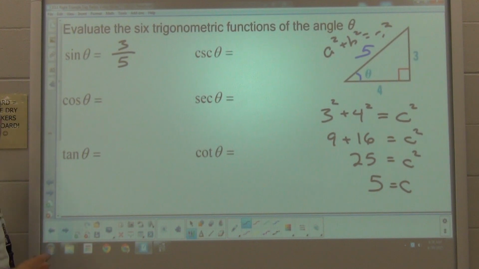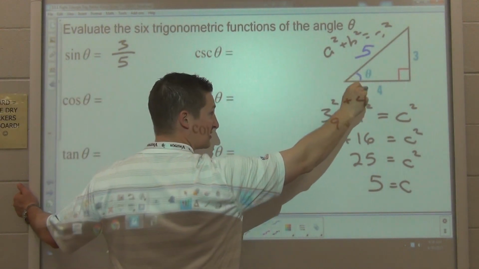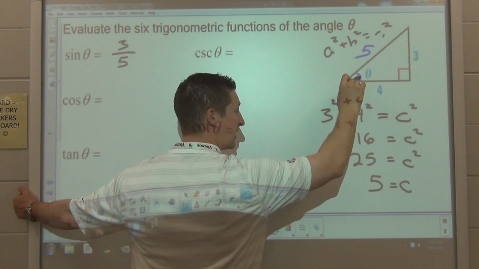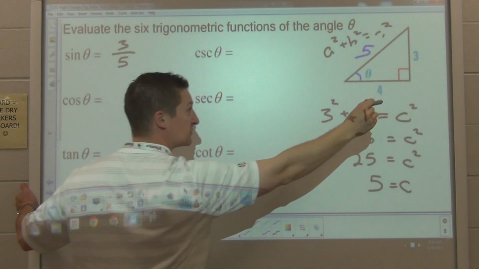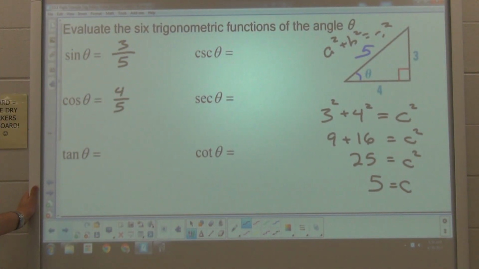Cosine. So SOHCAHTOA. CAH is adjacent over hypotenuse. Let's see, that's going to be adjacent. 4 is the side that's next to my angle. That's my adjacent side. 5 is my hypotenuse. So 4/5 would be the value of cosine there.